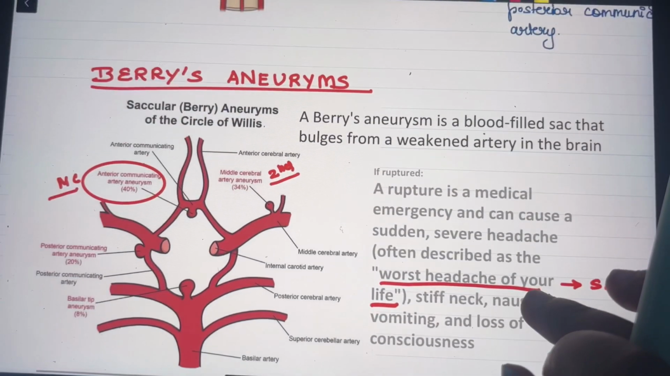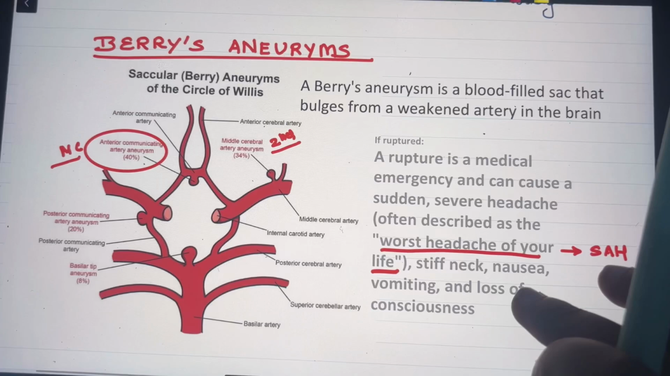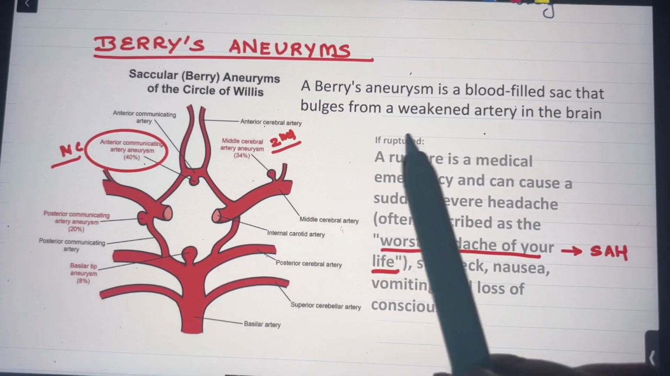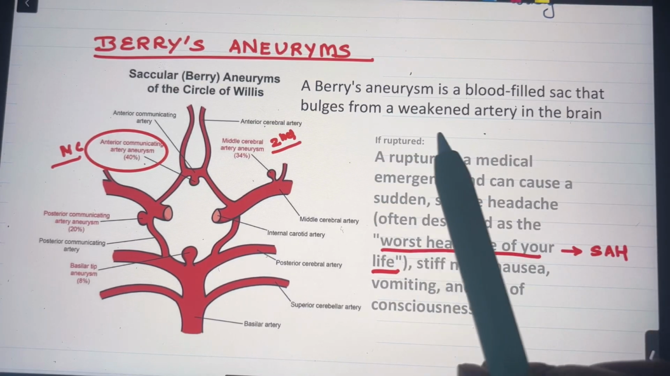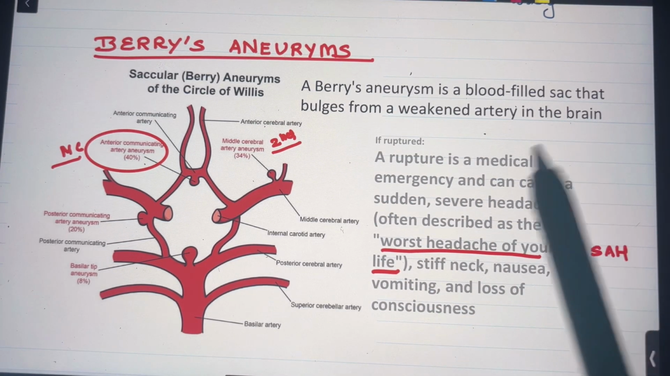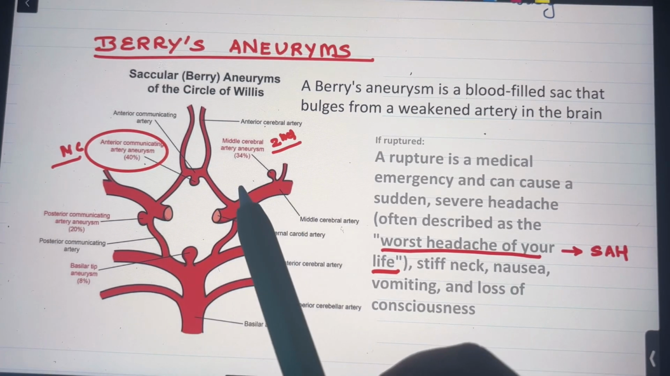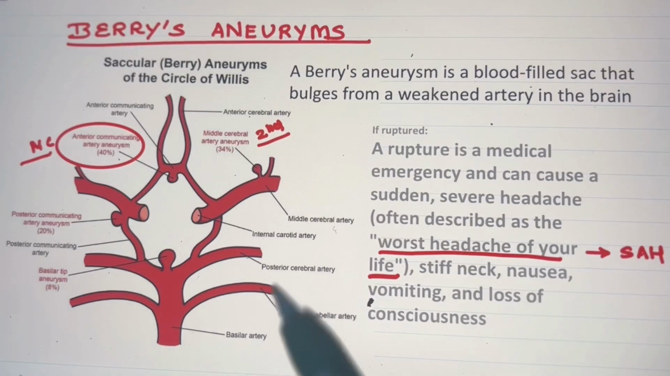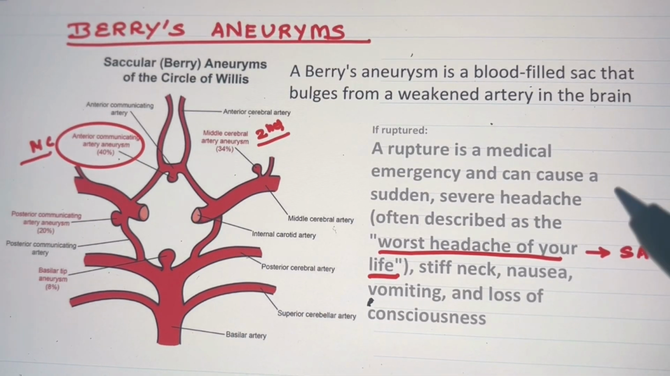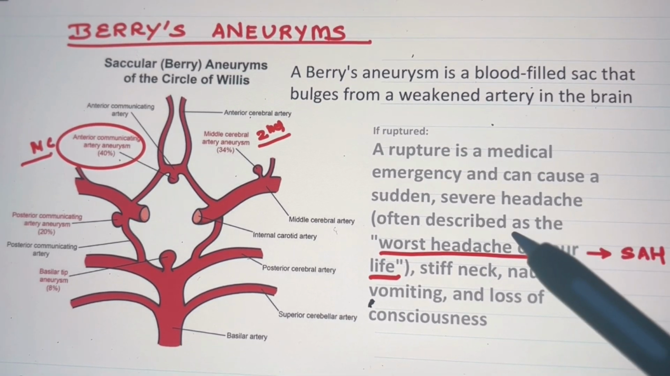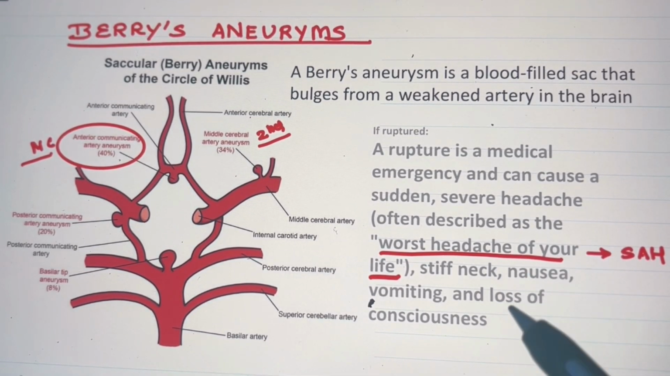Now we will see the clinical application of the circle of Willis. In the clinical application of the circle of Willis, we will see Berry's aneurysm. What is Berry's aneurysm? Berry's aneurysm is a blood-filled sac that bulges from a weakened artery in the brain. Most common site of Berry's aneurysm is the anterior communicating artery, and the second most common site is the middle cerebral artery. A rupture of Berry's aneurysm is a medical emergency and can cause sudden severe headache, often described as the worst headache of the patient's life, with stiffness of neck, nausea, vomiting and loss of consciousness.